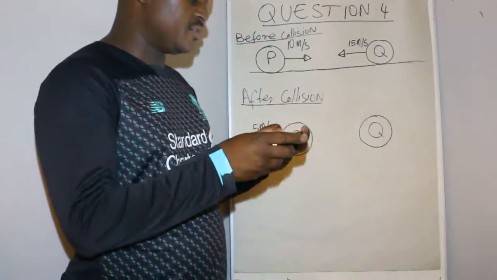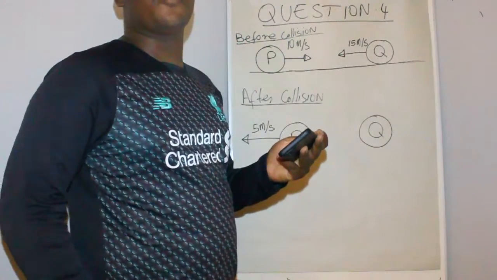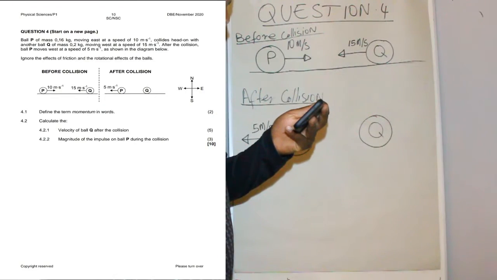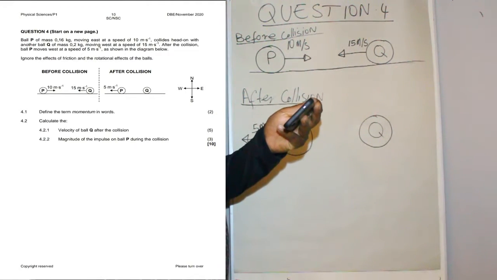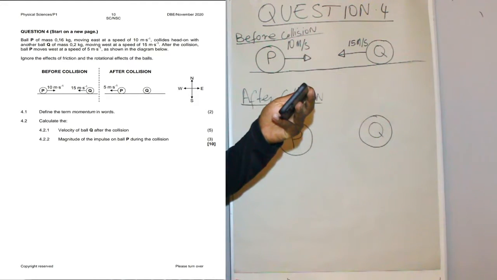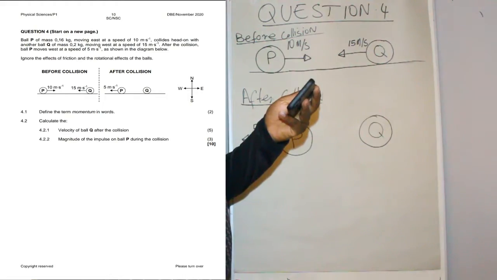In this video I'll be doing question 4, Physical Sciences Paper 1, from the November 2020 question paper. The question reads as follows: Ball P of mass 0.16 kg moving east at a speed of 10 meters per second collides head-on with another ball Q of mass 0.2 kg moving west at a speed of 15 meters per second. After collision, ball P moves west at a speed of 5 meters per second as shown on the diagram below. Ignore the effects of friction and the rotational effects of the balls.